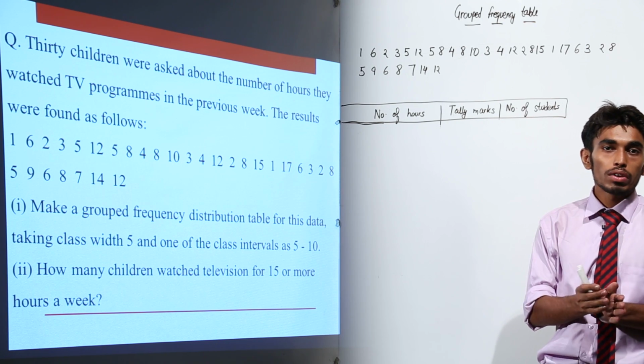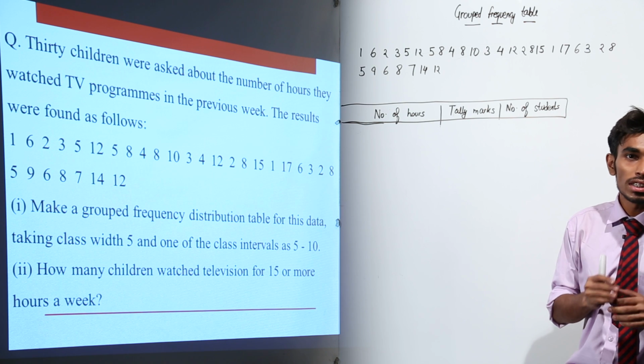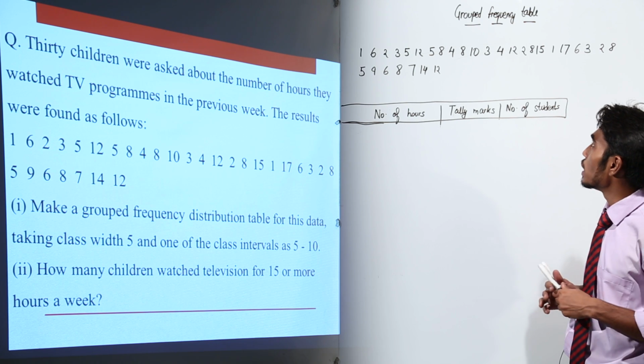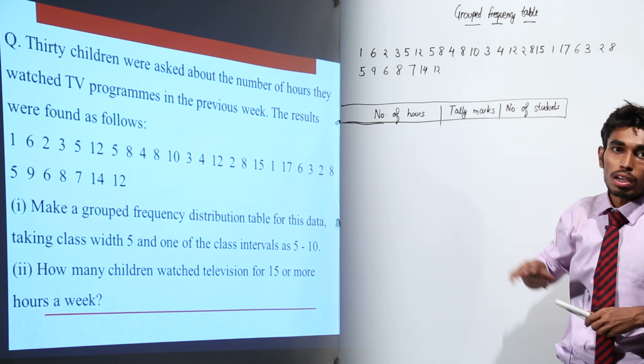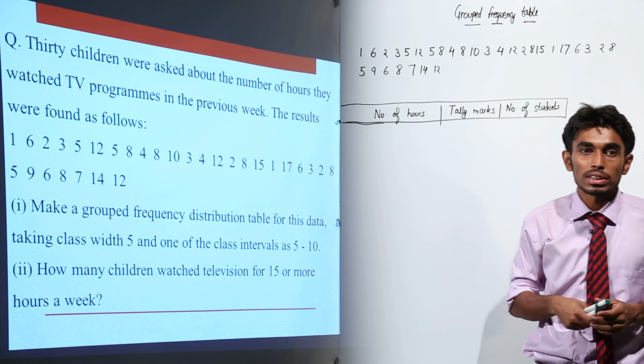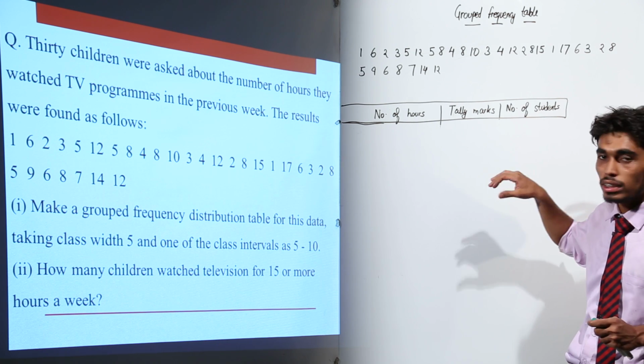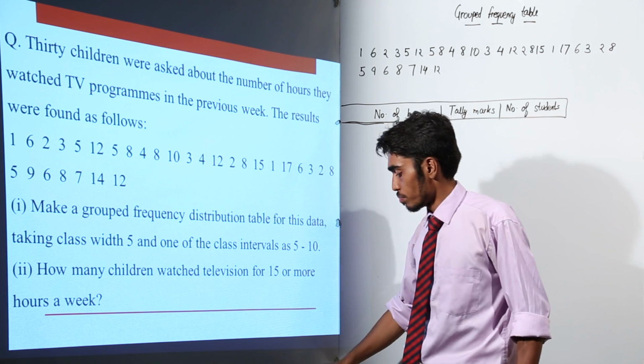Students, till now we have learned how to represent the data in an ungrouped frequency tabular form, right? Now we'll be dealing with a grouped frequency table, and you will understand the difference between a grouped and an ungrouped frequency table. First of all, let me read the question for you. We'll understand this with the help of a question.